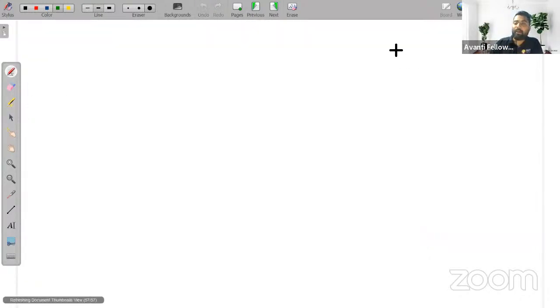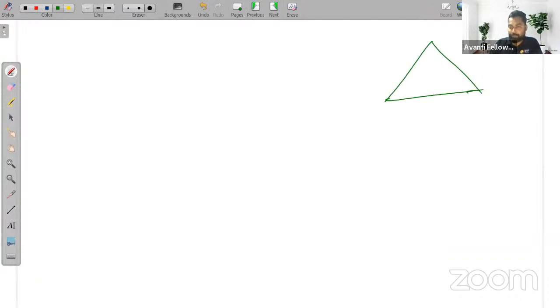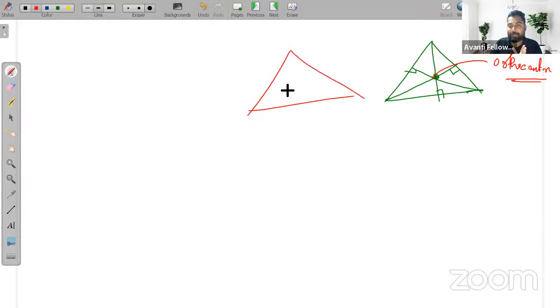And what is the orthocenter? Orthocenter is the intersection of all the altitudes of a triangle. So this point is my orthocenter. How to find the orthocenter and circumcenter, I am giving as homework. Just read the formula from your book. Perpendicular bisector, this is my circumcenter.